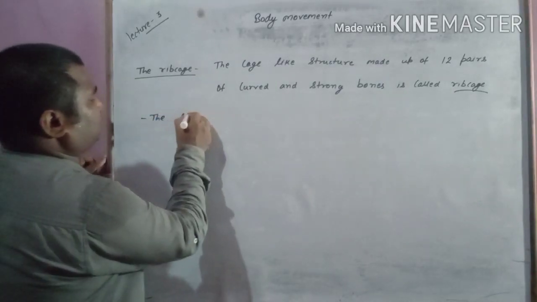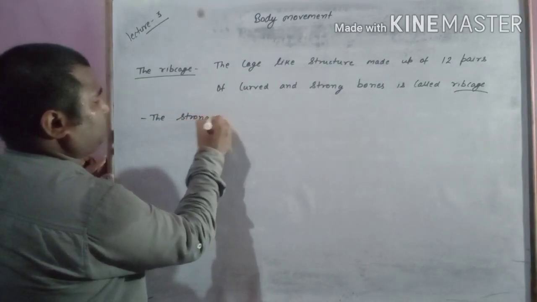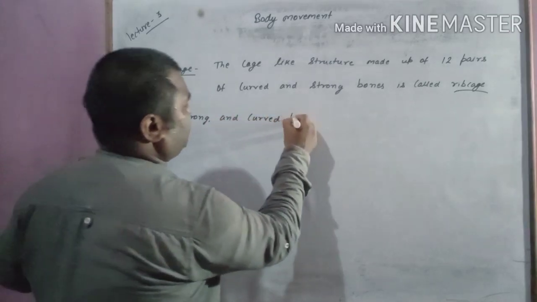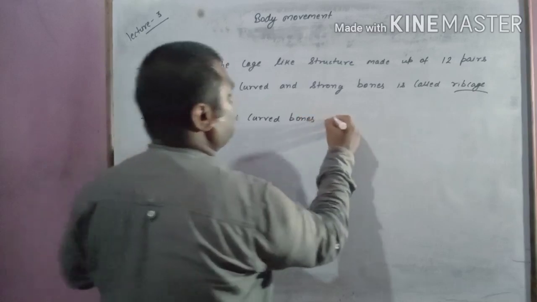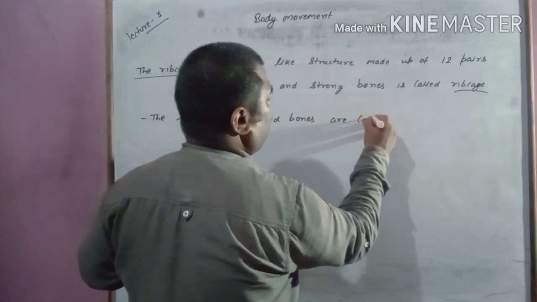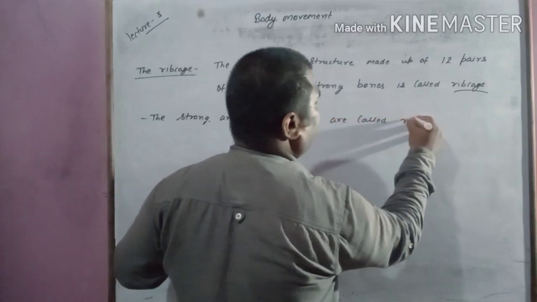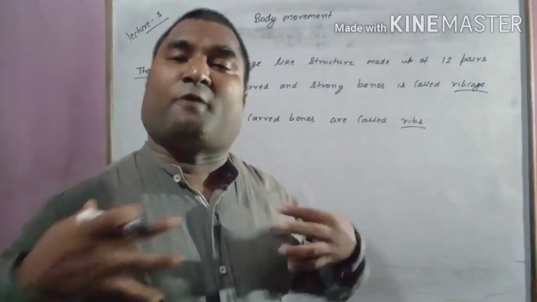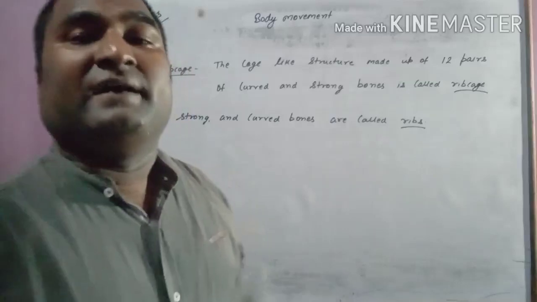The strong and curved bones are called ribs. Each bone that forms the cage is called a rib.